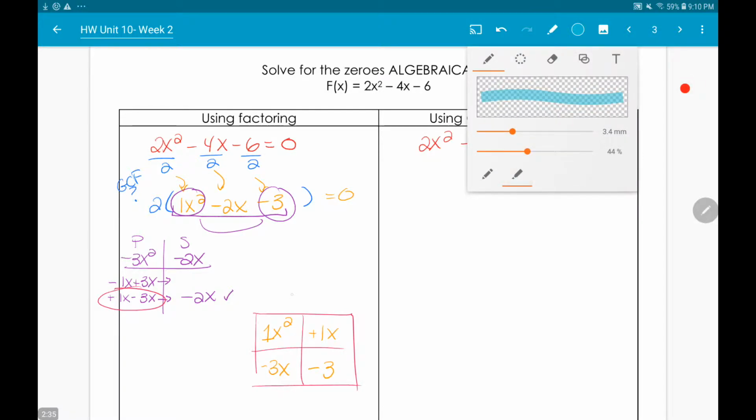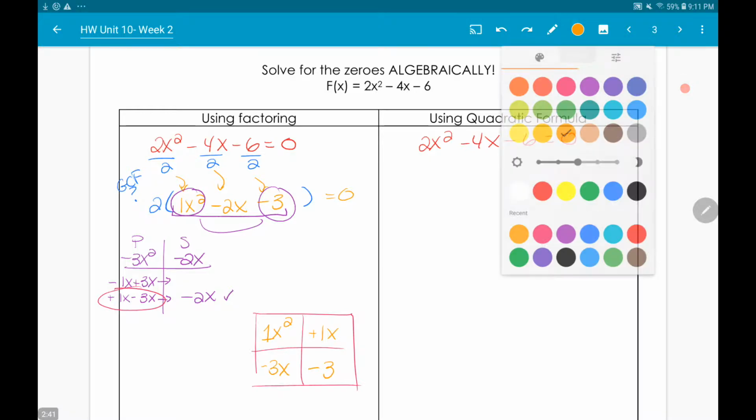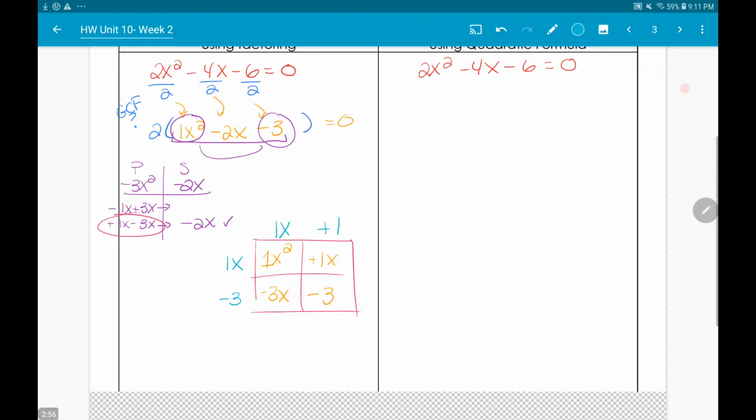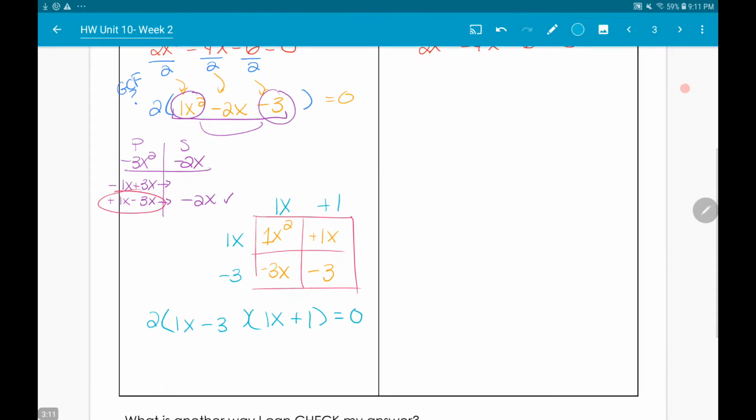All right, so let's go ahead and do our GCFs. What is my GCF of these two numbers? 1x and 1x. 1x times question mark would be a 1. 1x times negative 3. All right, so I go ahead and put my 2. And I set it equal to 0. And put my factors there. Now I'm not done. Let's go ahead and solve.